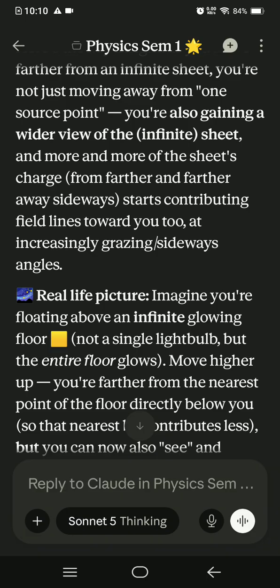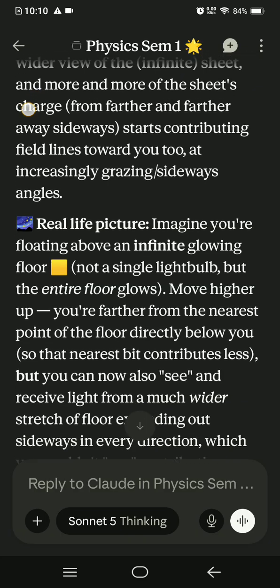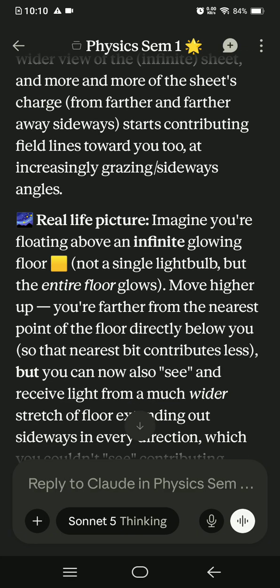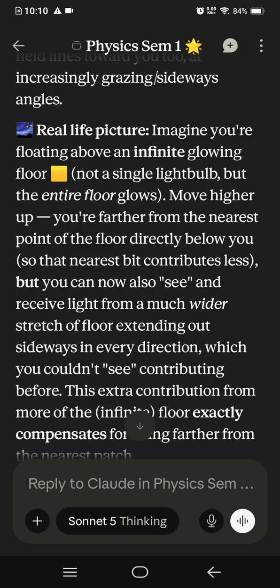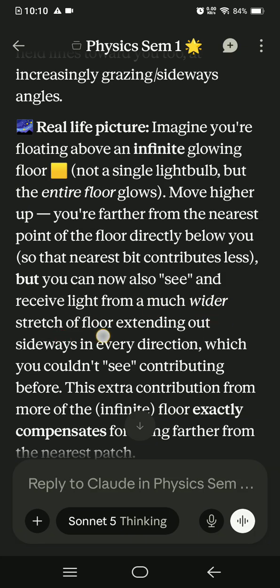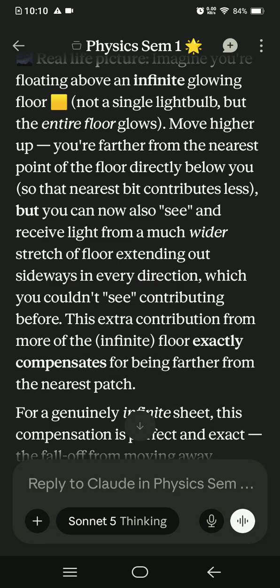Real life picture: imagine you are floating above an infinite glowing floor, not a single light bulb, but the entire floor glows. Move higher up, you're farther from the nearest point on the floor directly below you. So the nearest bit contributes less, but you can now also see and receive light from a much wider stretch of the floor, extending out sideways in every direction. But light would travel in every direction, right? These field lines are just going straight, so I don't know.